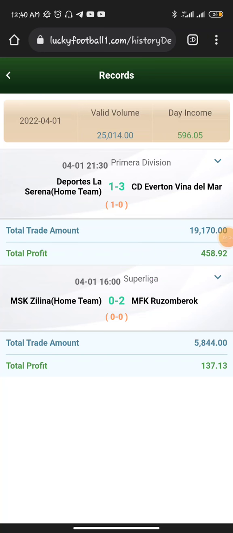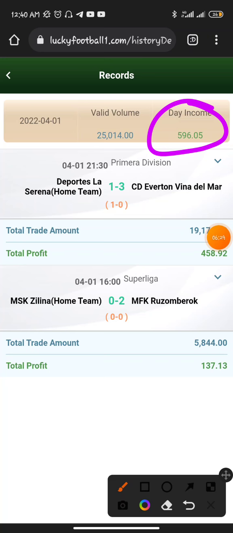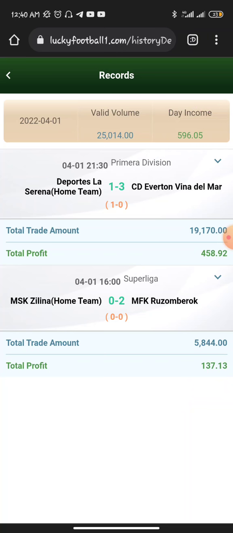So imagine I'm earning 1,000 naira in a day. So day income is 596 because of this and because of this. Tomorrow I already have 19,000, closely 20,000 naira. I'll be making 1,000 naira on a daily basis. This is not recruiting yet. If I start recruiting, there will be much more to it. So guys, 1k daily is guaranteed on this platform.